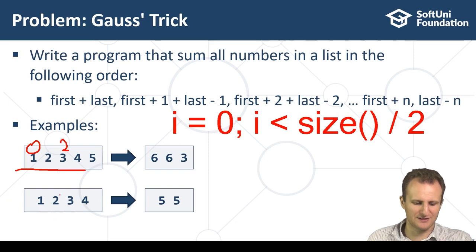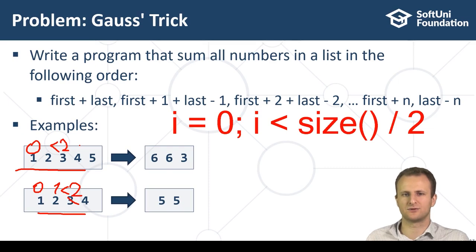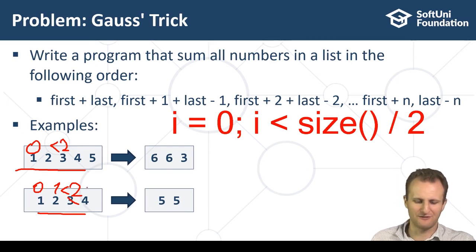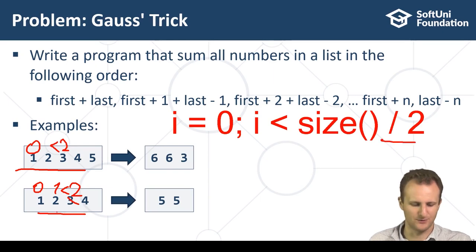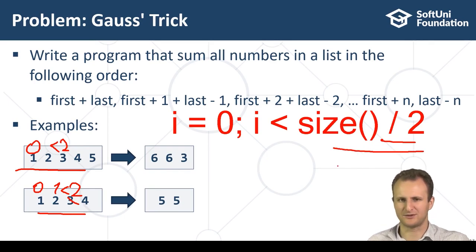For size 4, it's the same thing, right? So for size 4, you have 0, 1, and you don't want to reach index 2. So less than index 2 in both cases. So even or odd number of items, it's the same thing. It's still a division by 2. Okay, so that's because of integer division losing accuracy when you have a remainder. So in both cases, you're going to size divided by 2.